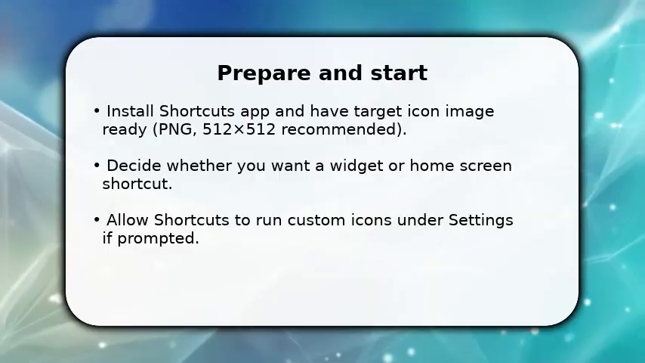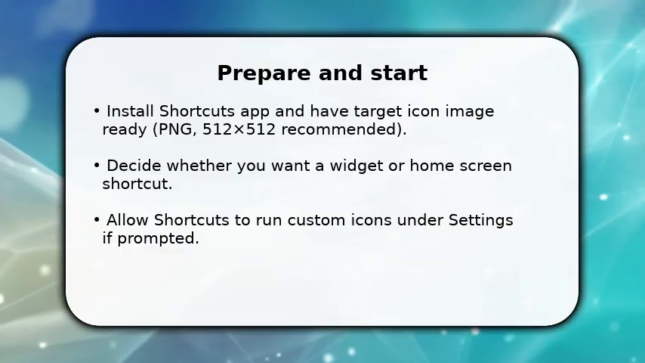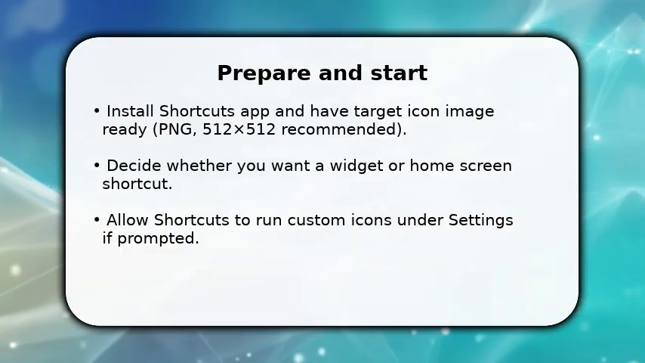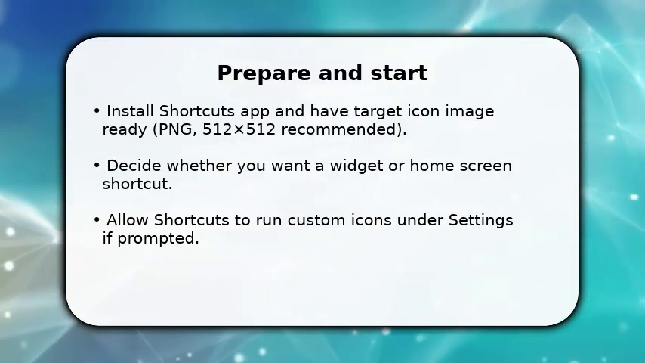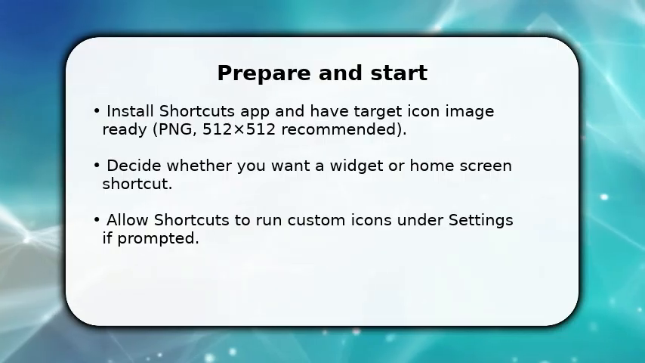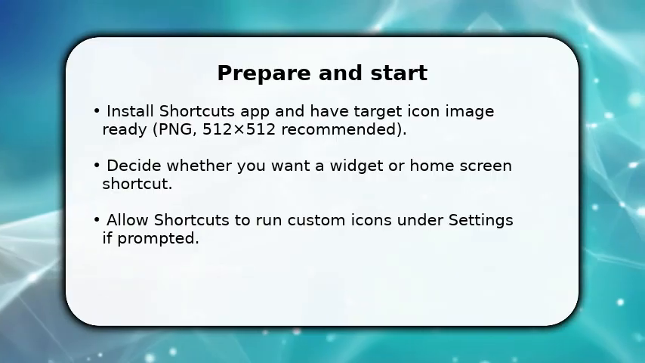Enjoy the video. You'll begin by gathering assets and enabling permissions. Open Shortcuts and tap the plus to create a new shortcut. Add the Open App action and choose the app you want to replace. Then tap the three dots, choose Add to Home Screen, and tap the icon area to select your prepared image.